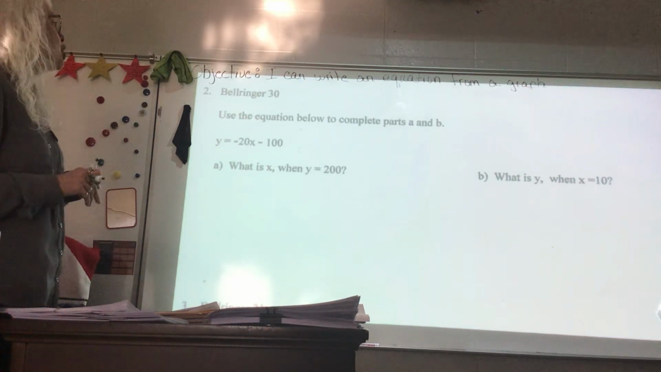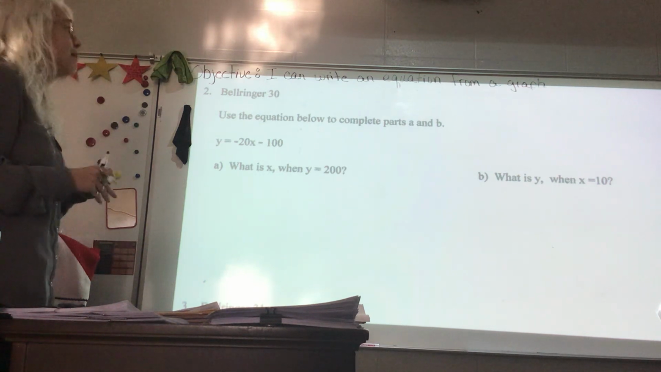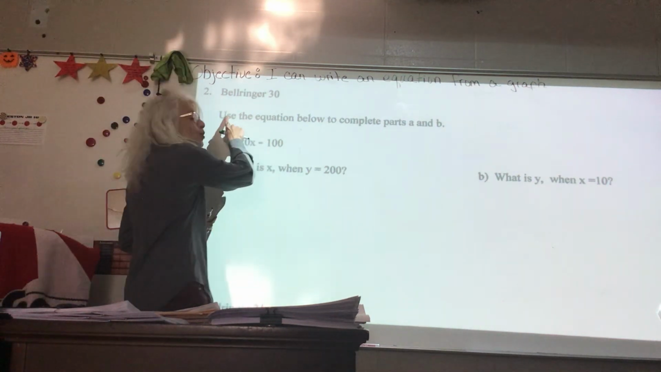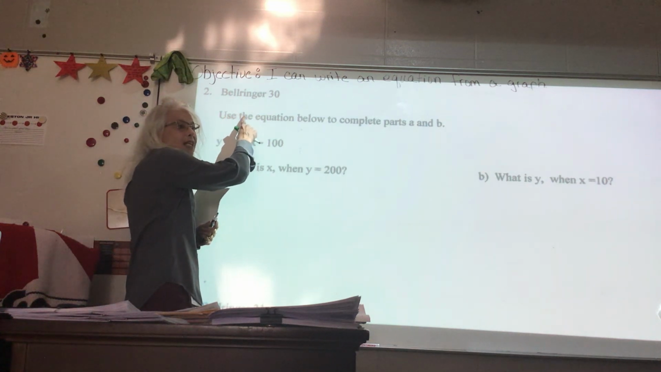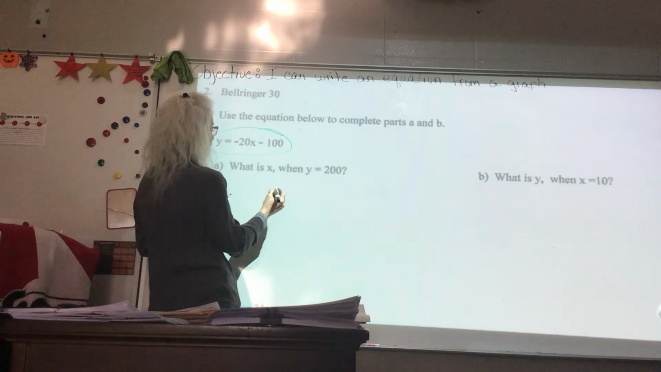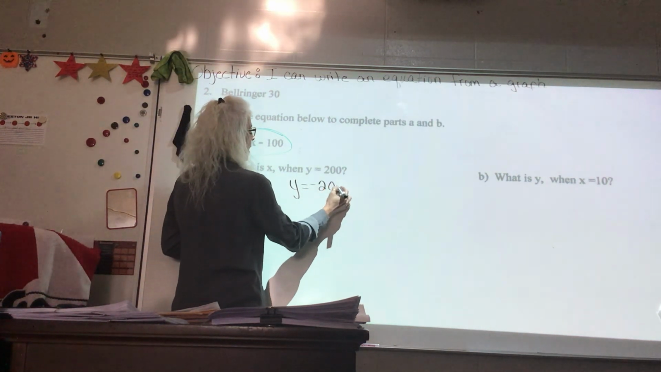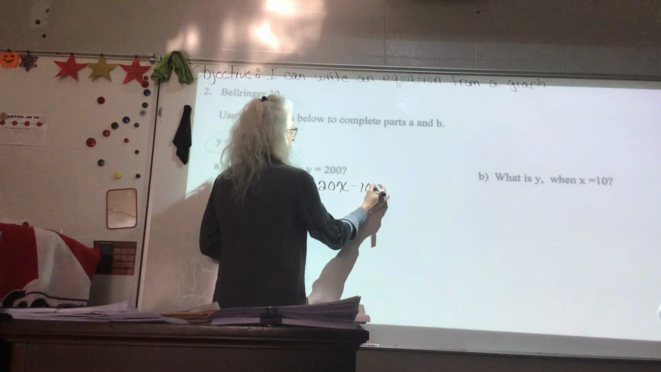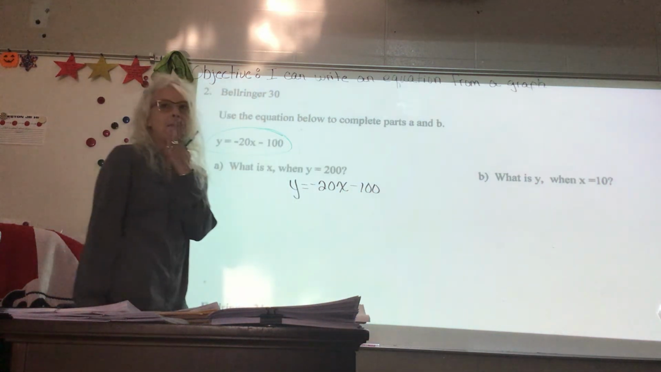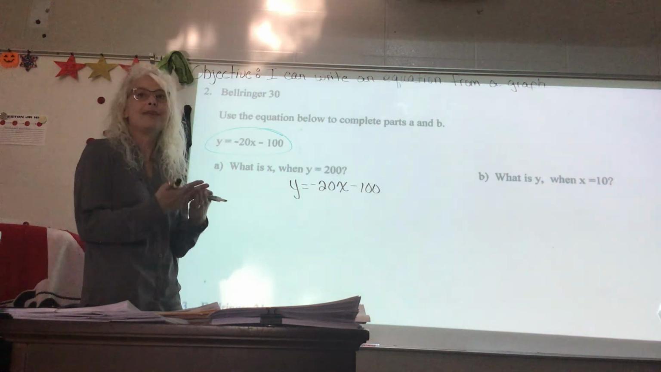Bellringer 30 says, use the equation below to complete parts A, B. As soon as I read the sentence, use the equation, I'm going to copy it down. So I'm going to take the equation, y equals negative 20x minus 100, and copy it down, because as soon as it says use the equation, that means I need it.